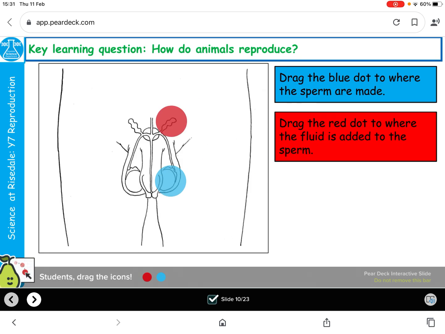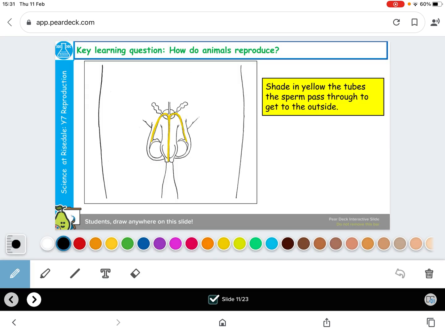This slide challenges you to use the diagram and the table to identify different parts of the system. The blue dot is on a testis. There are two, so you could put the dot on the other side of the diagram too. The red dot is on a gland. Again, there are two, so you could have had this on the other side. This was maybe a little harder.